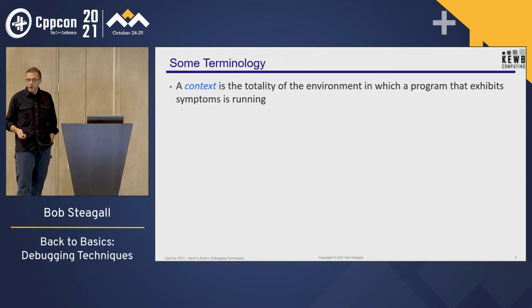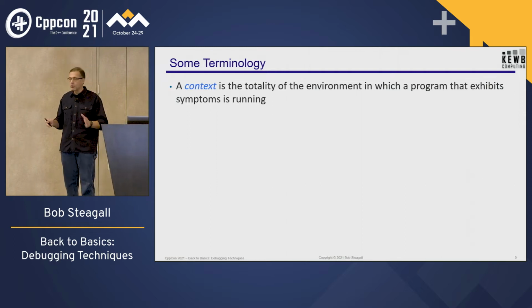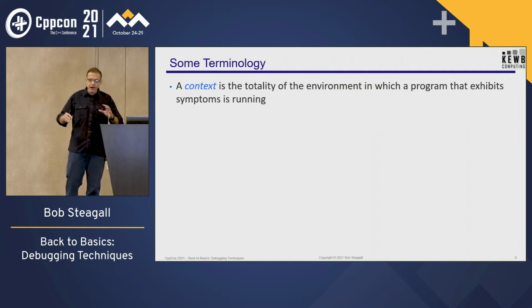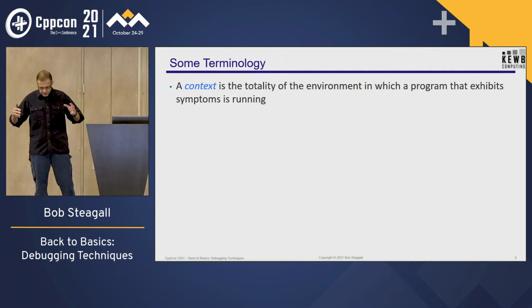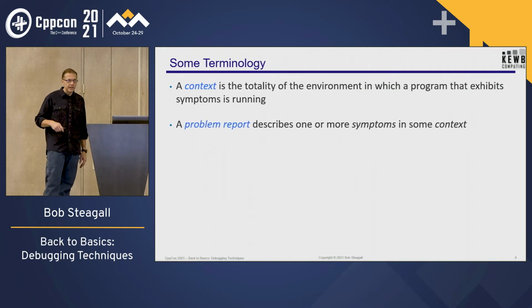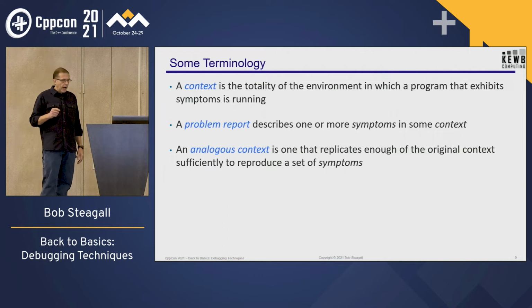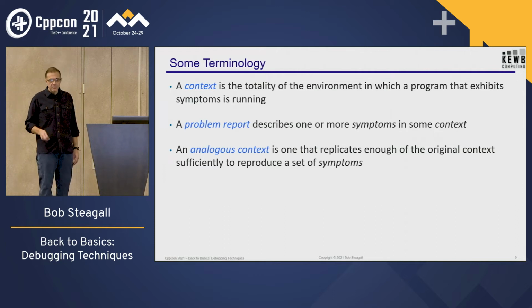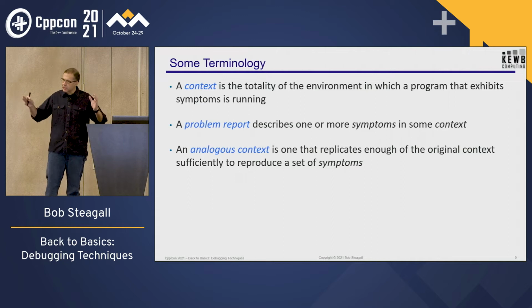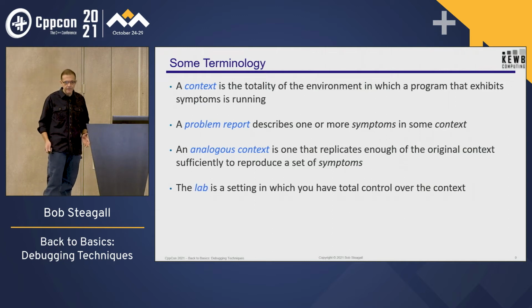I'm going to define the word context for this presentation to mean the totality of the environment in which a program that's exhibiting some symptoms is running. It's everything in the environment that contributes to how that system is acting. And a problem report is some information that describes one or more symptoms in that context. I'm going to define analogous context to mean one that replicates enough of the original context so that you can reproduce a set of symptoms.